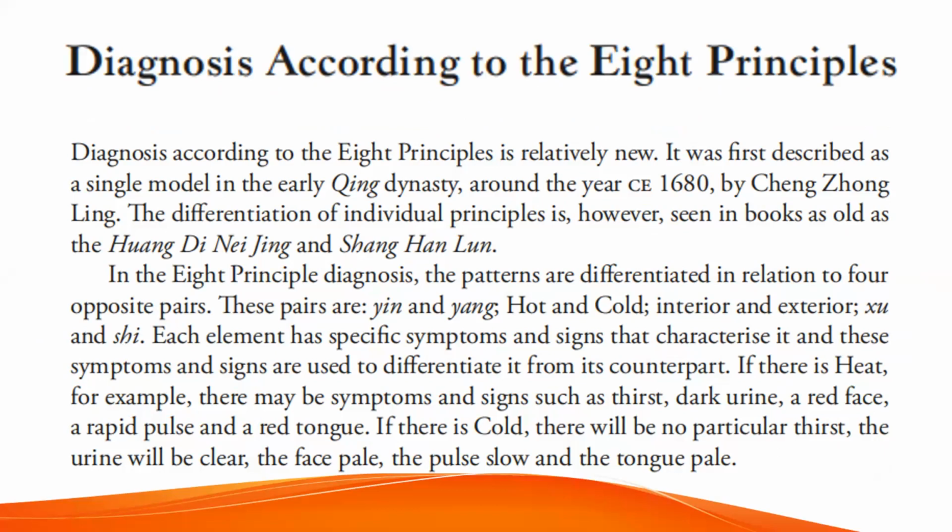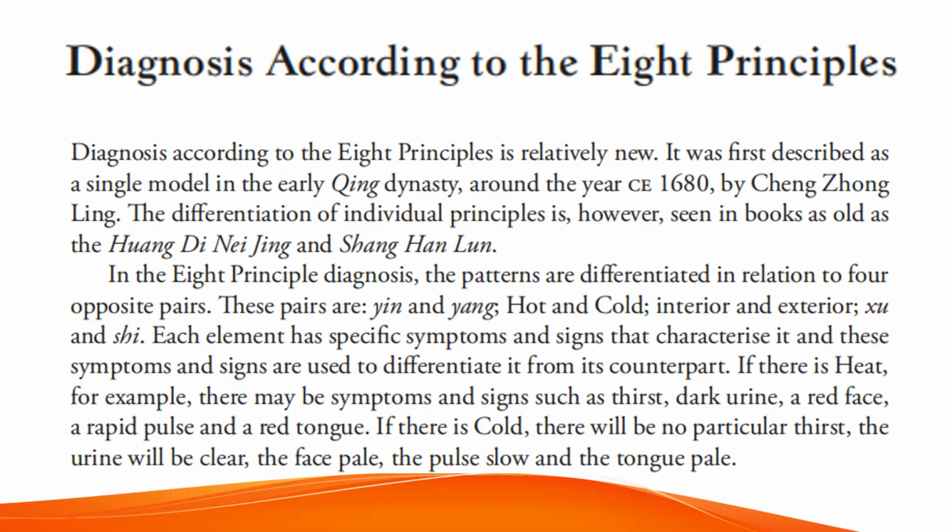Shanghan Lun. In the 8 principle diagnosis, the patterns are differentiated in relation to 4 opposite pairs. These pairs are yin and yang, hot and cold, interior and exterior, deficient and excess. Each element has specific symptoms and signs that characterize it, and these symptoms and signs are used to differentiate it from its counterpart. If there is heat, for example, there may be symptoms and signs such as thirst, dark urine, and a red face, a rapid pulse, and a red tongue.